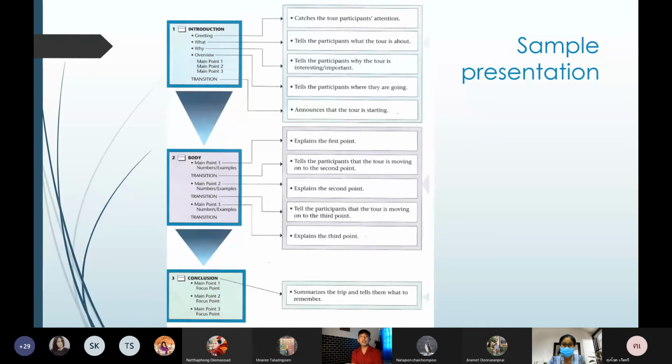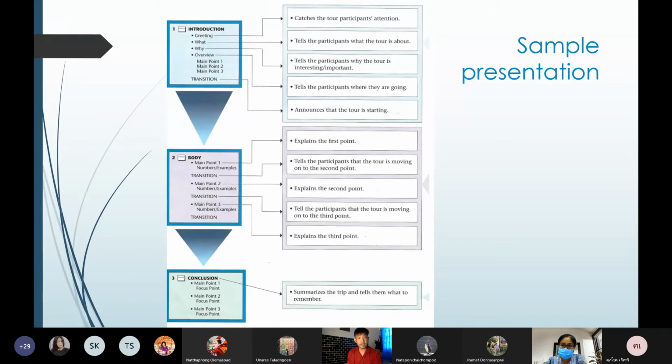Okay, so this one, I'm giving you a sample presentation. This is a sample presentation of Bob. He is working as a tour guide in a safari, okay? So you can see the blue box, introduction. You can remember reading what, why, the overview.